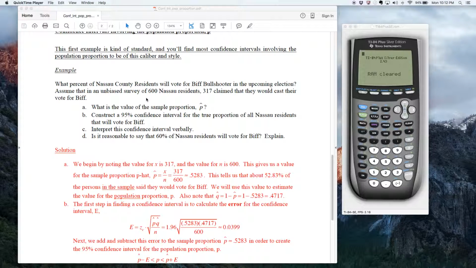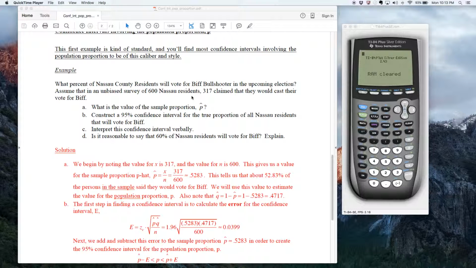The example that we're going to look at right now is in our notes in Blackboard, and this is the Biff Bullshooter question. So let's give this a look. It says, what percent of Nassau County residents are going to vote for Biff Bullshooter in the upcoming election? Assume that in an unbiased survey of 600 Nassau residents, so there's a sample right there, 600, 317 said, yep, I'm going to vote for Biff.